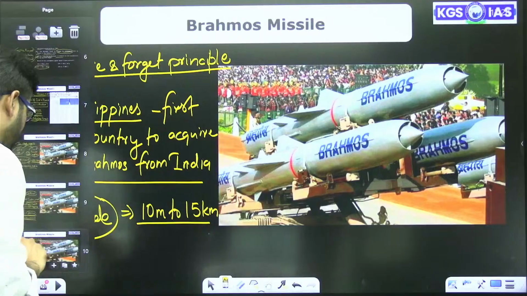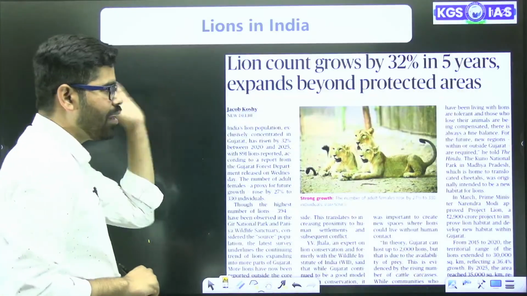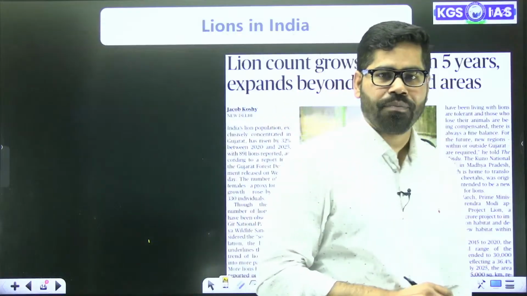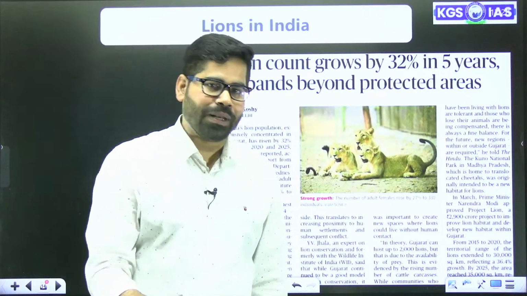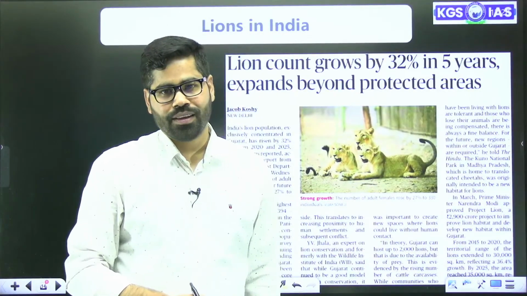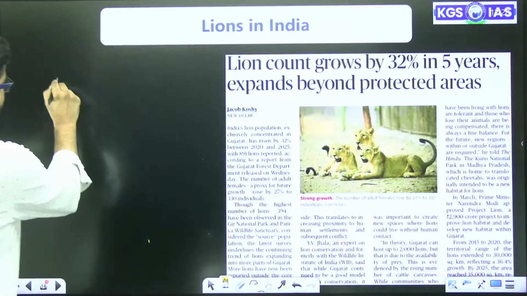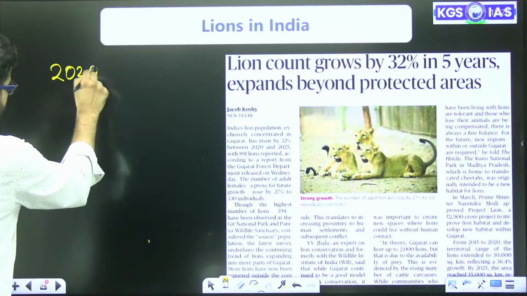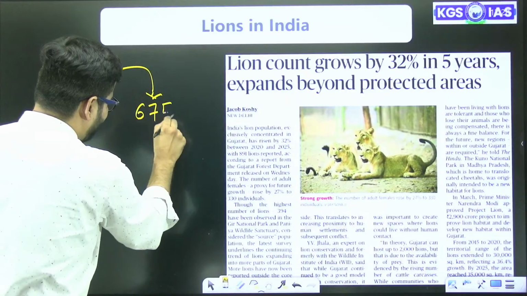The second topic which we are going to discuss here is about lions. Now what we see is that the population of lions in Gujarat has increased. Earlier, in 2020, it was believed that there were 675 lions in India.